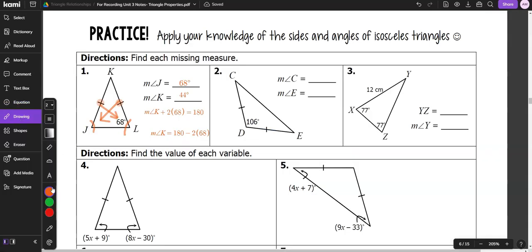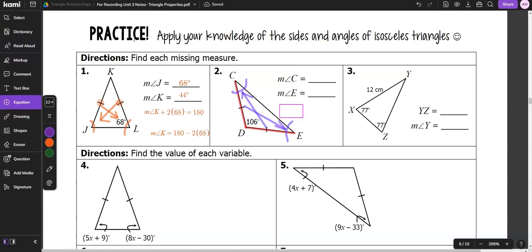Up next, problem number 2. They have given me some information here. They tell me that segment CD is congruent to segment DE, and again, that's because of the tick marks on the segment sides. So what that tells me again is if those two sides are congruent, then the angles opposite the sides are also congruent. So that means angle C and angle E are going to be congruent. So there's two of them. We know we're going to end up dividing whatever we have from 180 by 2.